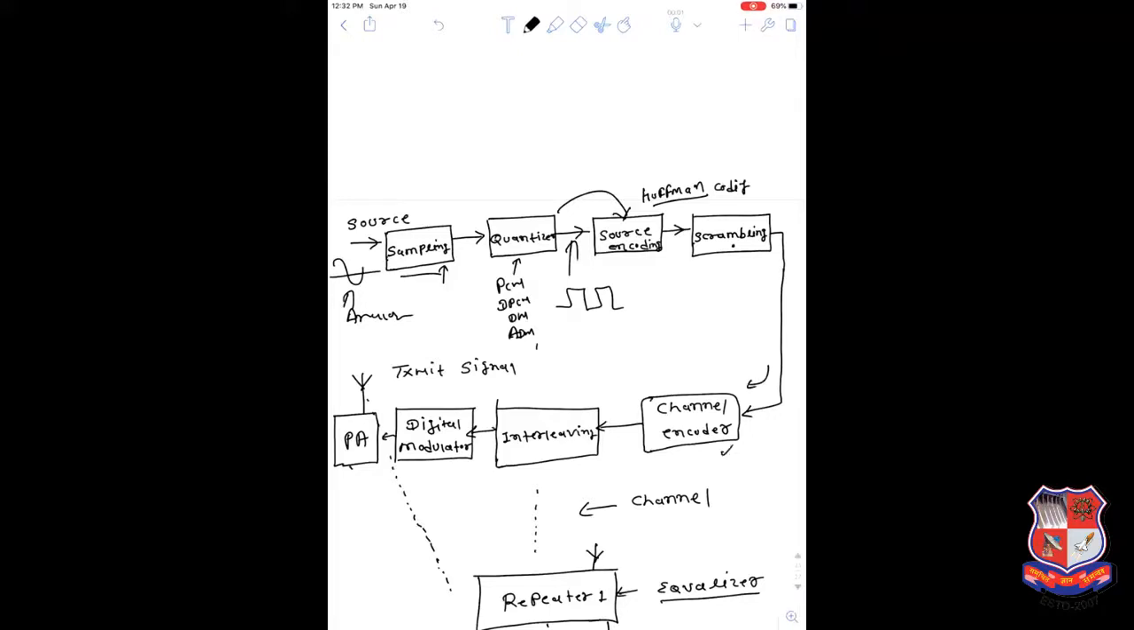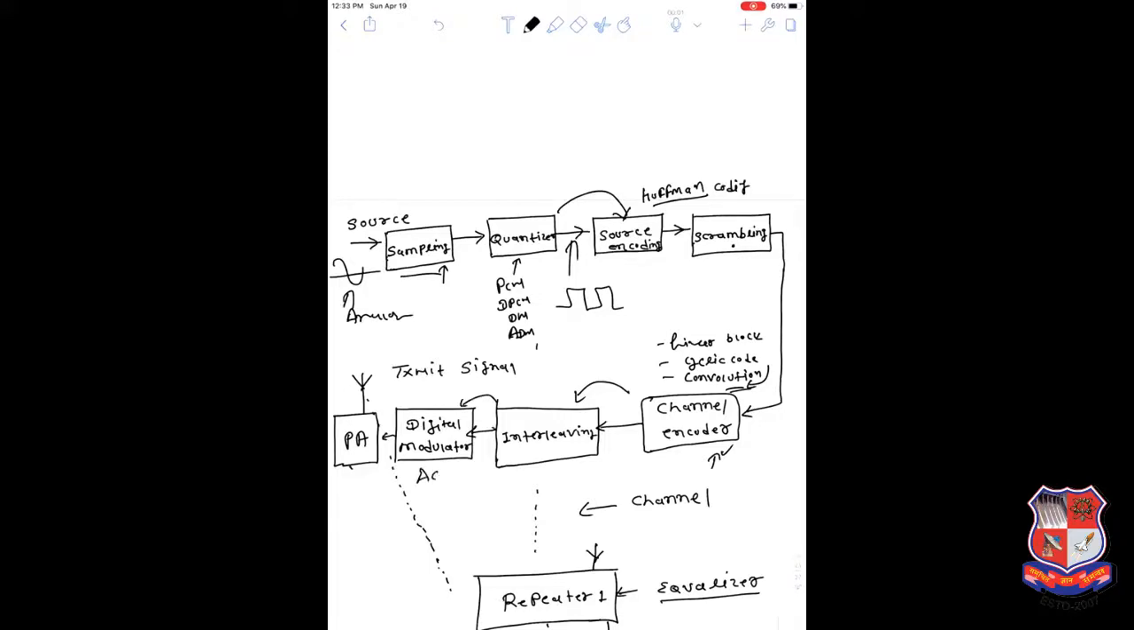Then we have a channel encoder. This portion we have not covered. It falls in a part of Sonicer. In the channel encoder, we can have a linear block code, then there is a cyclic code and there is a convolution code. These are very important for the channel encoder. This will increase the reliability of the system. Then we put the interleaving, where the number of bits are added to support the higher bit rate.